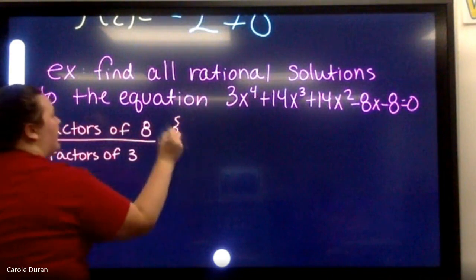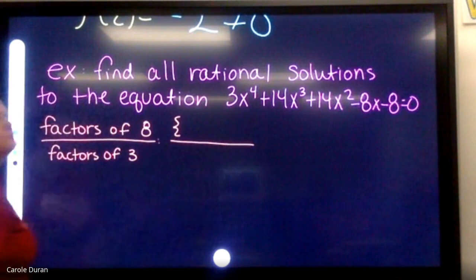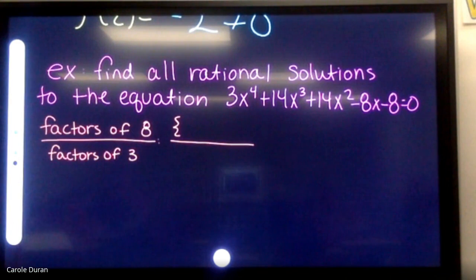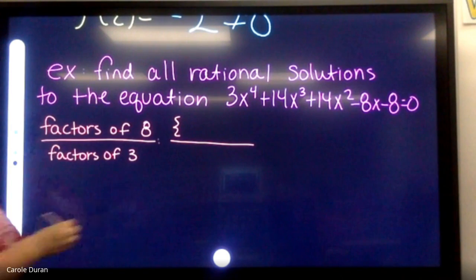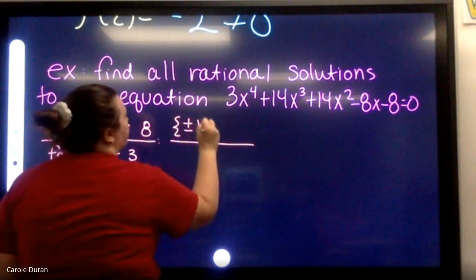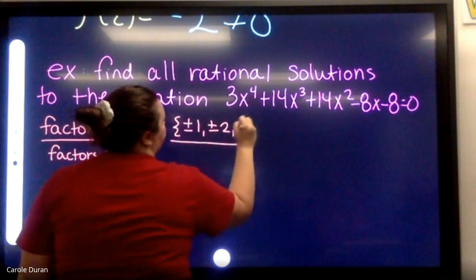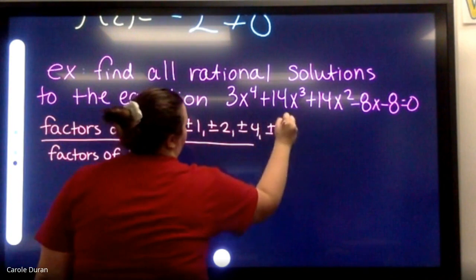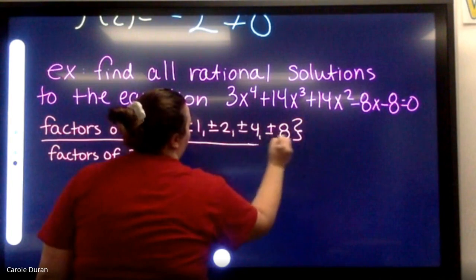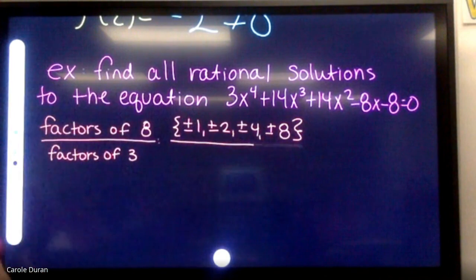What multiplies together to get 8? 1 and 8, 2 and 4. I like to do numerical order, so 1, 2, 4, and 8, positive and negative. There is no wrong order here though, so if you wanted to do 1, 8, then 2 and 4, that's fine.